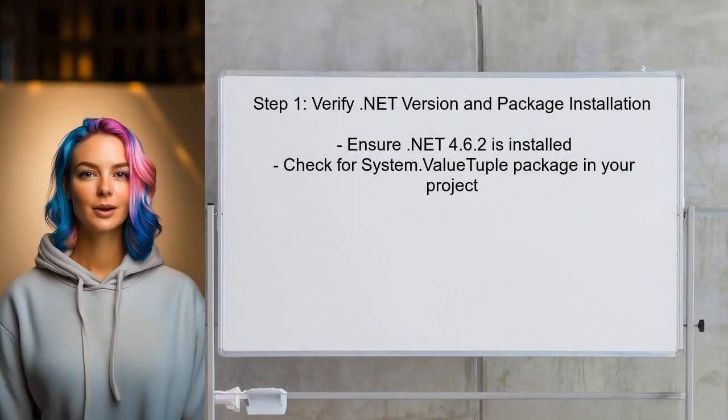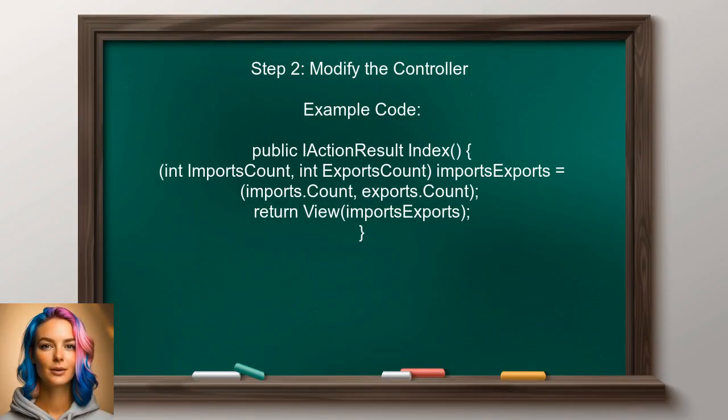To use ValueTuple as a model in ASP.NET Core MVC views, the user should first ensure that the correct version of .NET is being used. Since the user mentioned .NET 4.6.2, they need to confirm that the System.ValueTuple package is properly installed. Next, the user should modify the controller to return a ValueTuple correctly. The user can create a tuple with the required values and return it to the view. This is done by defining the tuple type in the return statement.